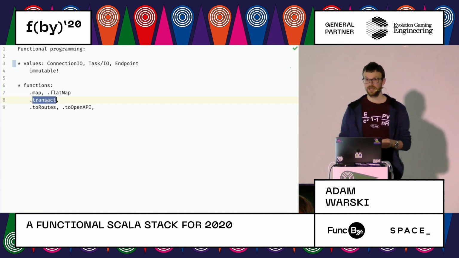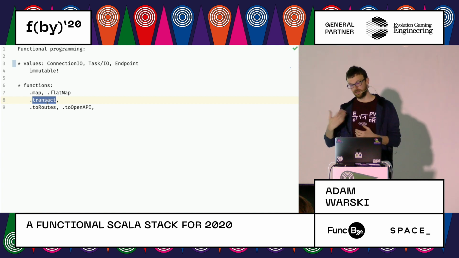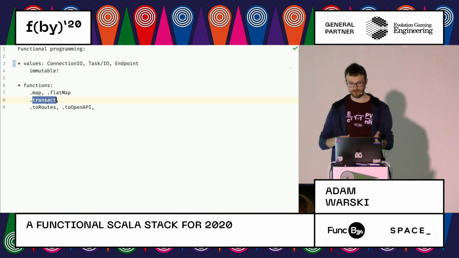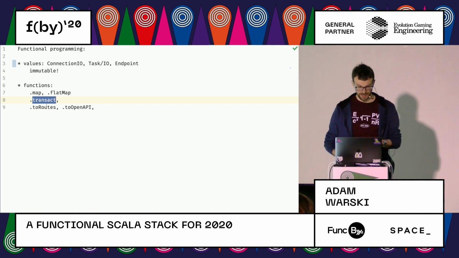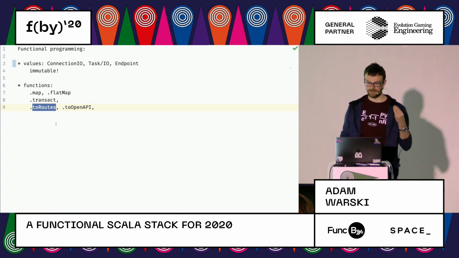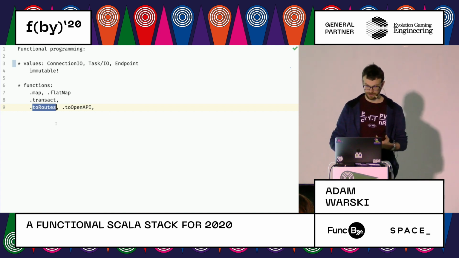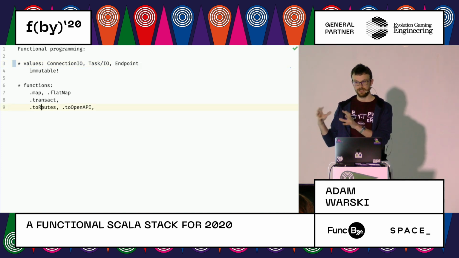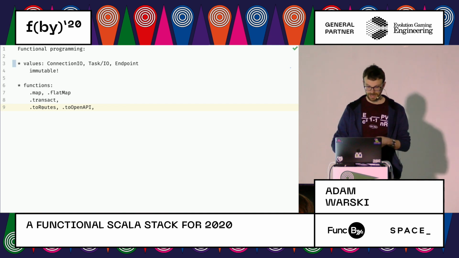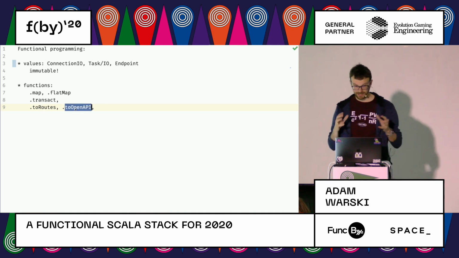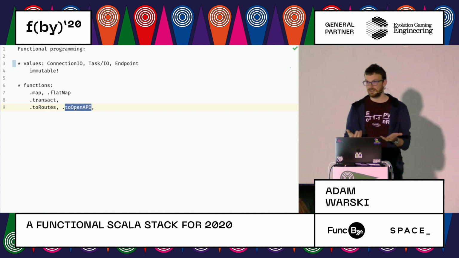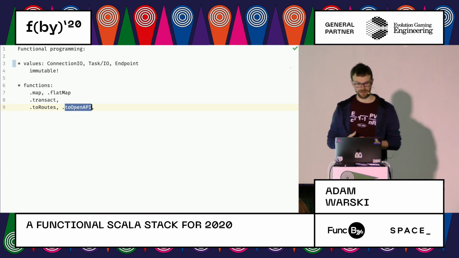We had transact, which is an interpreter. It interpreted our connection IO description of database operations into an arbitrary side effect, right? We had toRoutes, again an interpreter, which interpreted our endpoint data structure into a function, which was the HTTP4S routes, and toOpenAPI. Again, it interpreted one data structure into another data structure this time, which was the OpenAPI documentation, right? And in a way, that's the essence of functional programming, right?